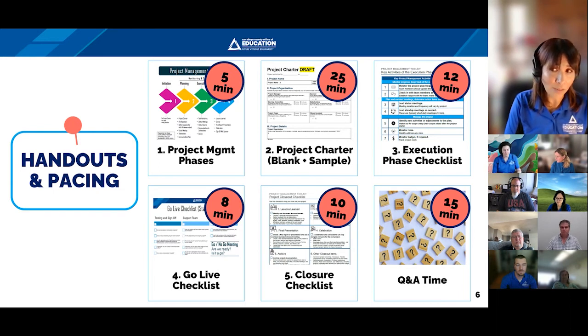Then we have an execution phase checklist, about 12 minutes on that to help you understand what occurs while your project is in motion. So you've planned it, now you're running it, and what are the things that you can be doing. One of the main things of every project is there's some sort of implementation or a go live. So we'll talk to you about how to get really prepared for your go live and what you can be considering. And that's a checklist called our go live checklist.